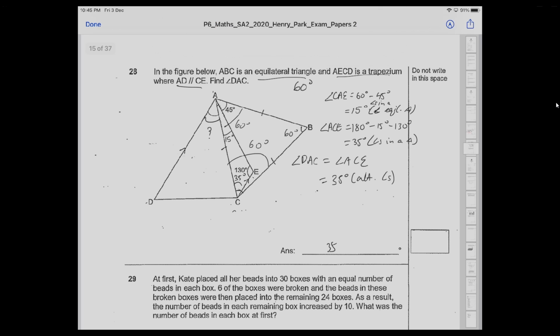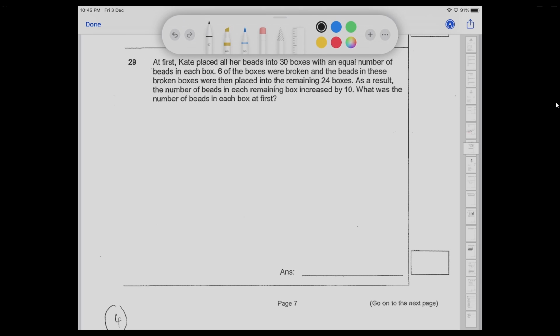At first, Kate placed all her beads into 30 boxes with an equal number of beads in each box. 6 of the boxes were broken, and the beads in these broken boxes were then replaced into the remaining 24. The number of beads increased by 10. Alright, so you can do let, 6 of the boxes.